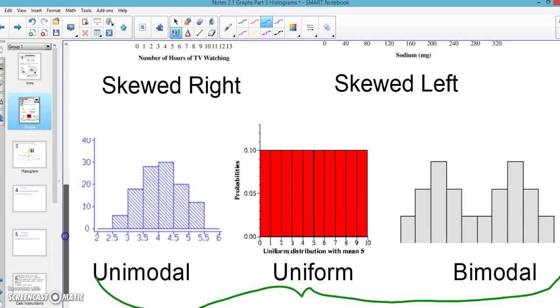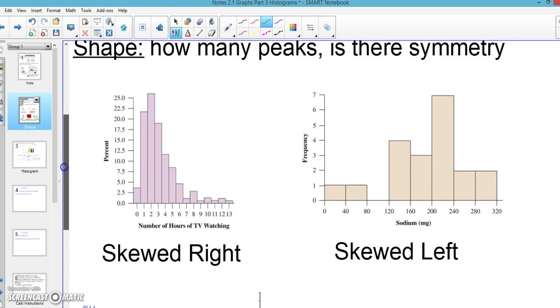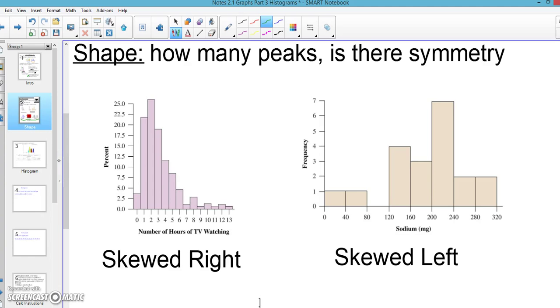Now, if you don't have symmetry, there are 2 other possibilities, and that is that your distribution could be skewed. And skewed still has 1 peak, but the peak is off to the side instead of being in the center. And typically, this is going to seem counterintuitive, but we describe these based on where the tail of the distribution is, not where the majority of the data is.